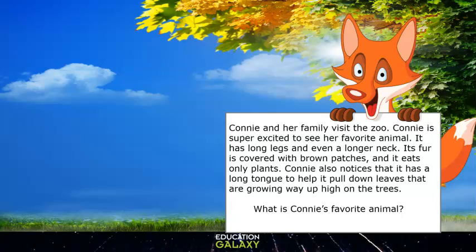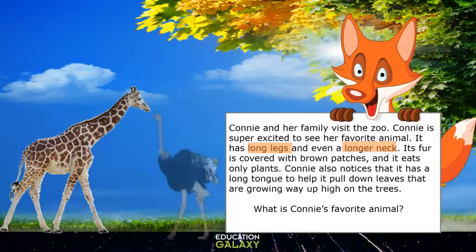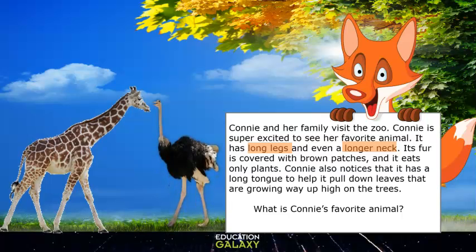Connie and her family visit the zoo. Connie is super excited to see her favorite animal. Now we are going to pay attention to the clues about her favorite animal. It has long legs and even a longer neck. So it could be a giraffe or an ostrich, because we know that both have long legs and long necks.